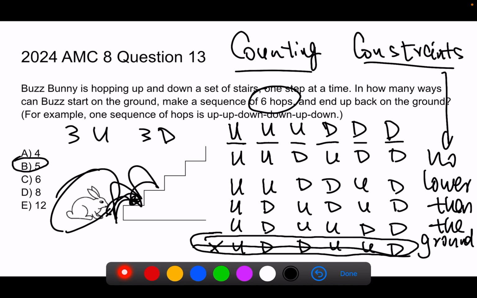This is what I'm saying. It's a counting question. You want to quickly figure that, okay, I have 6 moves. I need to figure out which 3 are ups, which 3 are downs. But be very careful about the constraints.